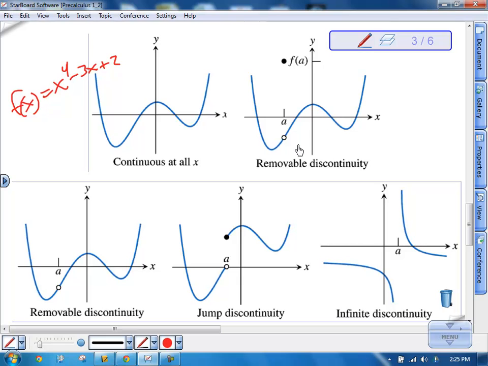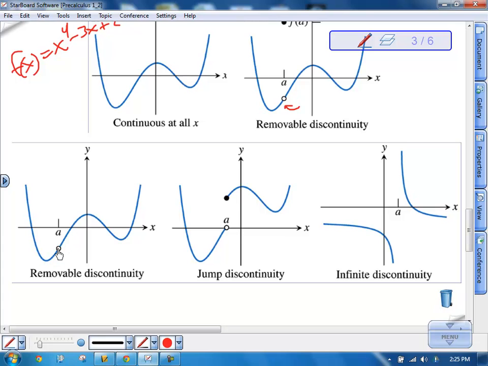This one right here has a hole in it, so it's got what's called removable discontinuity. I probably won't test you over that vocabulary, but if this vocabulary shows up on web work, I want you to know what it means. All right, so that's removable discontinuity. Jump discontinuity is where a function goes to a completely different spot. And then infinite discontinuity is like on a hyperbola where you go from negative infinity down here all the way up to positive infinity as you move left to right in your domain.